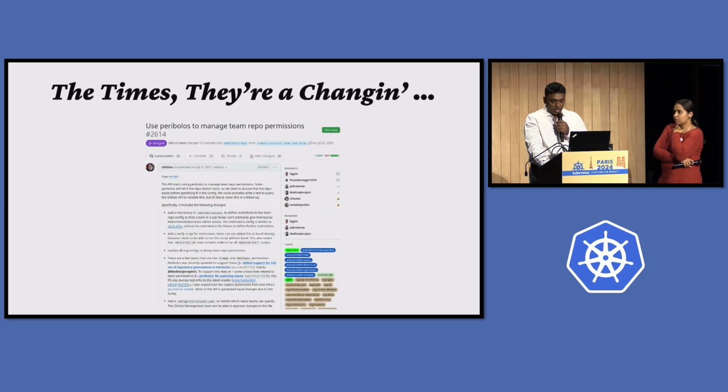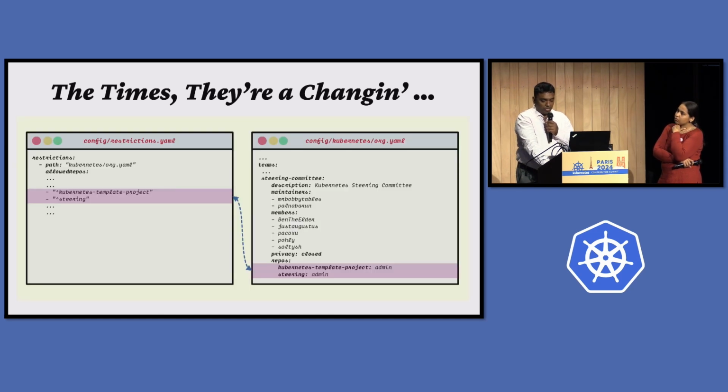Another change that landed about 6 months ago gave Peribolos the ability to manage team repo permissions. Let's look at this briefly. On the left, you see we have a default deny policy in restrictions.yaml. If a repo isn't allowed in there, no amount of jiggery-pokery on the right is going to help us gain access to the repository. But if it is allowed, then everything on the right is allowed with the members and maintainers with their respective permissions correctly done.